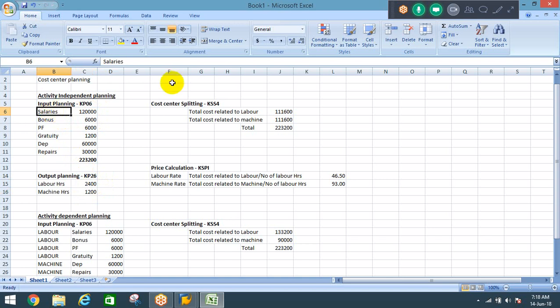So what it will do is, when we run cost center splitting, the system will take the entire cost, whatever cost we have in the cost center, and distribute it equally to all the activity types. What is the total cost? 2,23,200 divided by how many activity types do you have in output planning? 2 activity types. So 2,23,200 divided by 2.